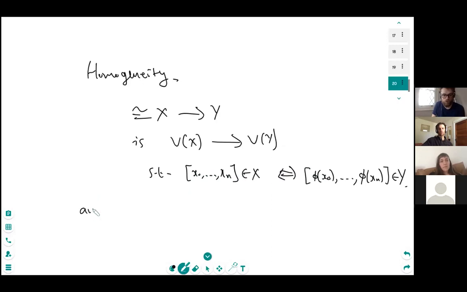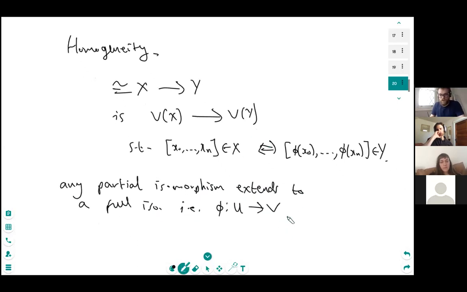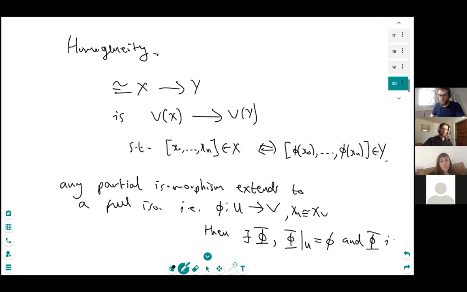So homogeneity says any partial isomorphism extends to a full isomorphism. I.e., if I have a map from U to V that's an isomorphism on the subgraphs or subcomplexes, then there exists a capital phi that, when we restrict to U, is the partial isomorphism, and capital phi is an isomorphism. So it's really very strong, right? Anything that I can do on some small scale, some local similarity, can actually extend to a global symmetry.